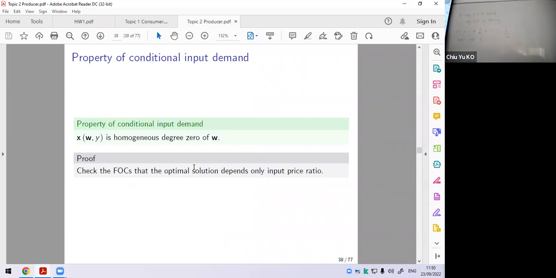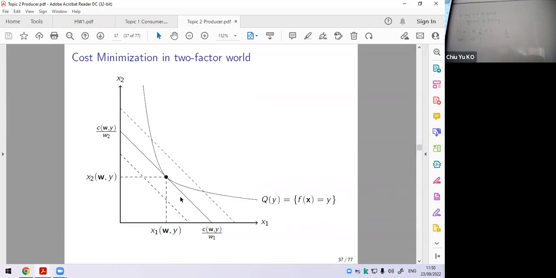This is one thing we just want to mention, but it is natural: the conditional demand is homogeneous of degree 0 in W. That means that if you double your input prices, the solution is the same. Look at the graph again: the only thing that matters for the solution is the ratio. If everything doubles, the slope is the same. Of course, if you change the price ratio, then it changes, but otherwise the same thing happens.